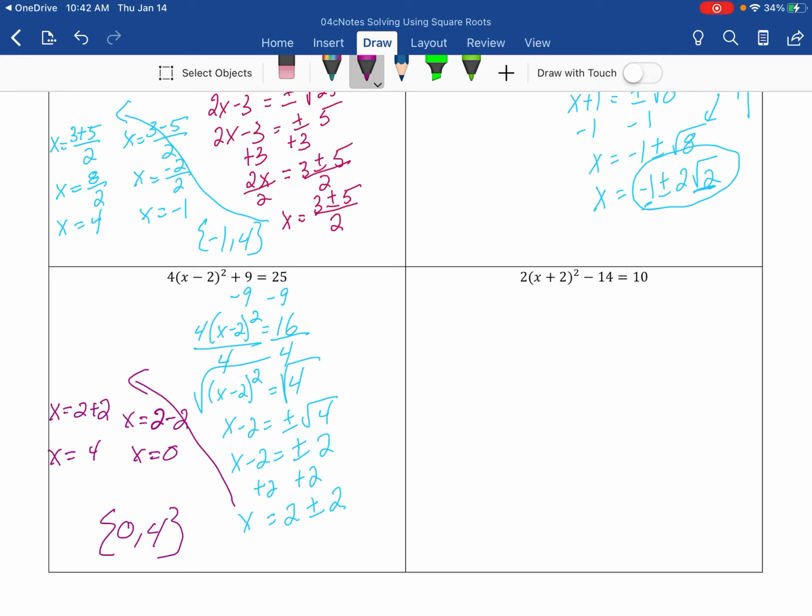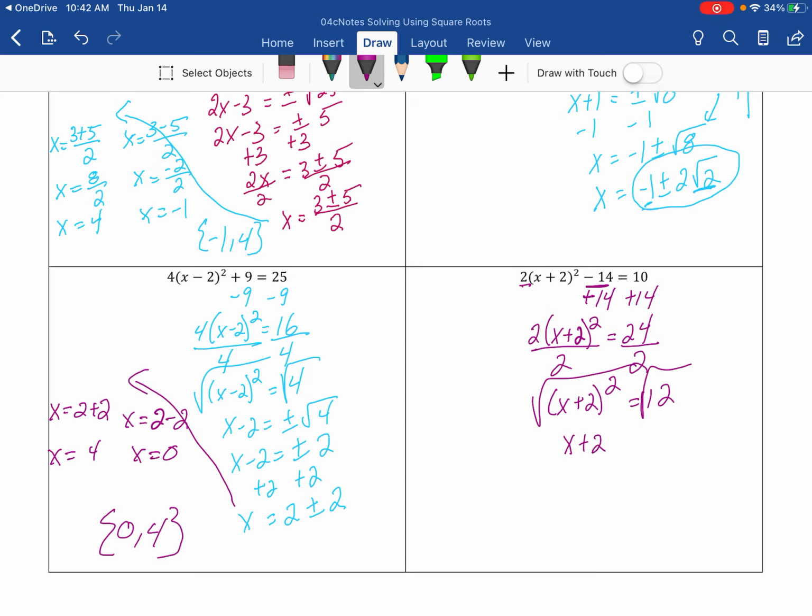Last one, I'm just going to go through this one. I get rid of everything that's on the outside of the radical, so I'm going to add 14 to each side. So I have 2 times x plus 2 squared is equal to 24. I divide each part by 2. X plus 2 squared is equal to 12. Take the square root. X plus 2 is equal to plus or minus radical 12.